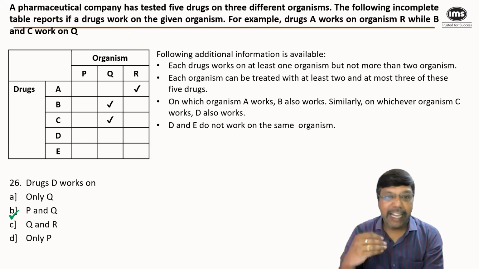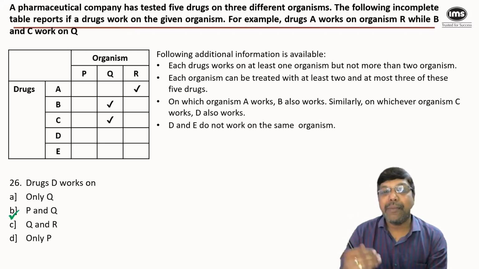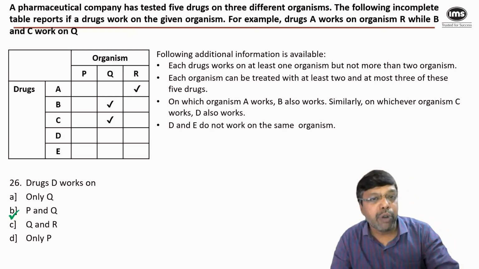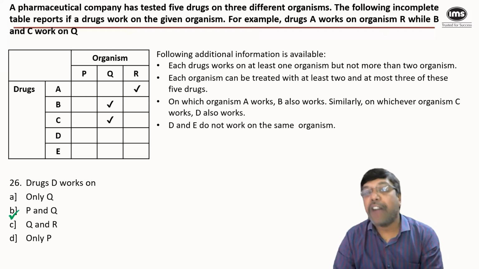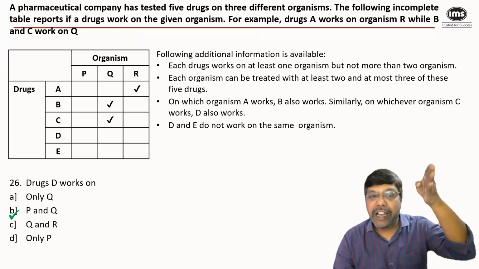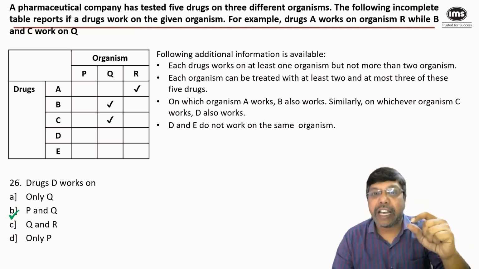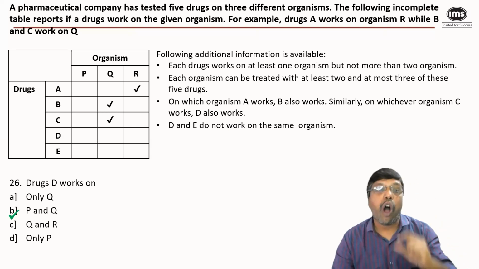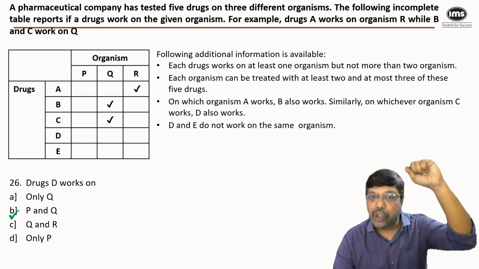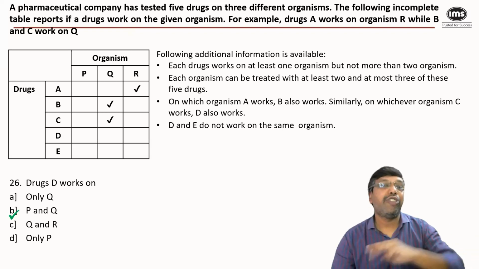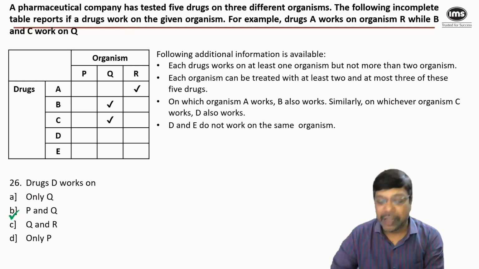Similarly, second statement, each organism can be treated with at least 2 and at most 3 of these 5 drugs, meaning vertically, if I take organism P, now it can be treated by at least 2 or at most 3 drugs. So which means in every column, either we should have 2 or 3 tick marks.